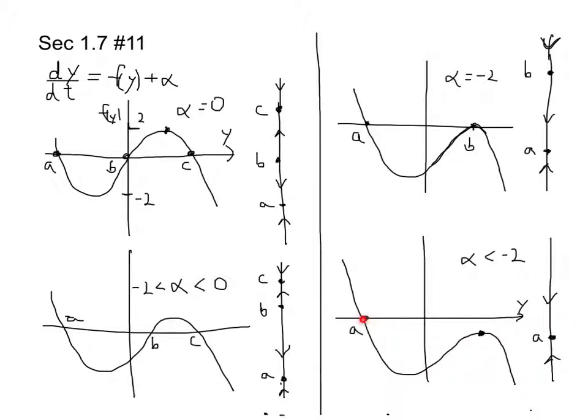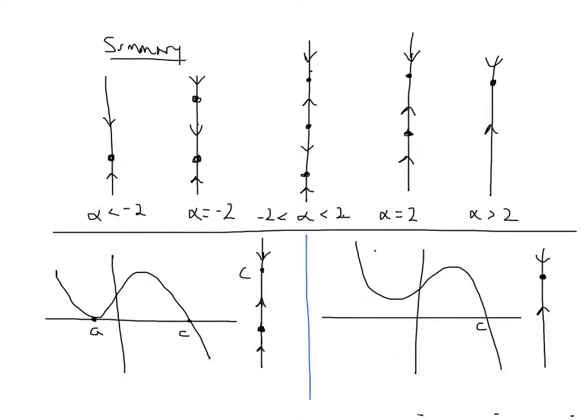So on the next slide, I've already drawn it. Here's a summary of what we've said. When alpha is smaller than -2, there's one equilibrium point that's a sink. At alpha equal to -2, two equilibrium points. The lower one is still a sink. Everything flows towards it. The upper one is now a node with negative values above it and negative values below it.